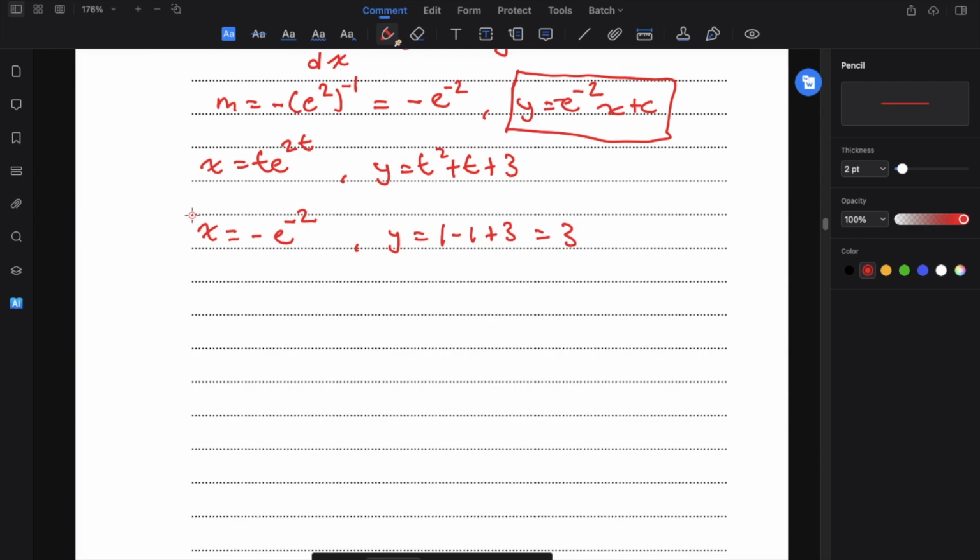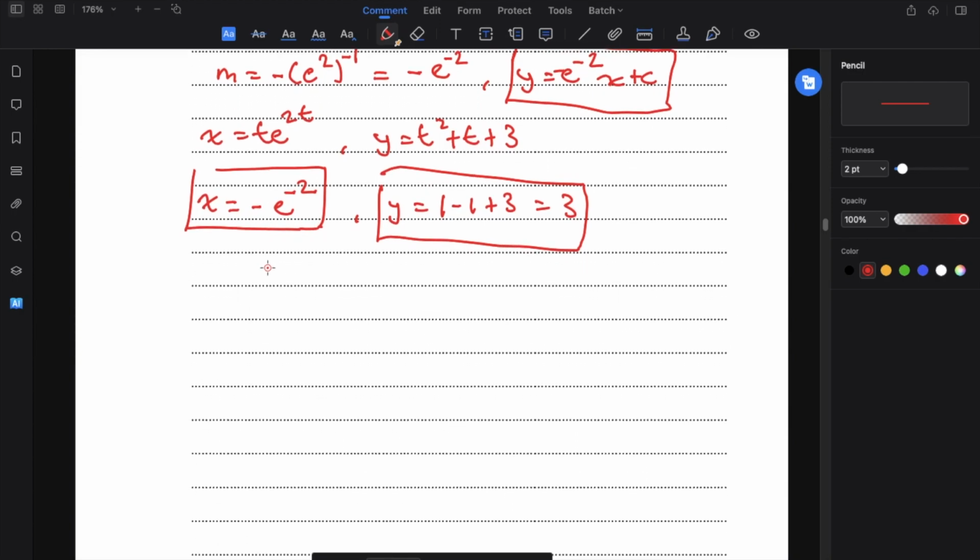So if we substitute these values of x and y into the straight line equation to find the value of c, what we get is 3 is equal to minus e to the power minus 2 into minus e to the power minus 2 plus c. So this minus and minus become plus, since 2 minuses make a plus. So 3 is equal to e to the power minus 4 plus c. Since when we multiply something with the same base but different powers, we just add the powers. So minus 2 and minus 2 is minus 4. So hence we get to know that c is equal to 3 minus e to the power minus 4.